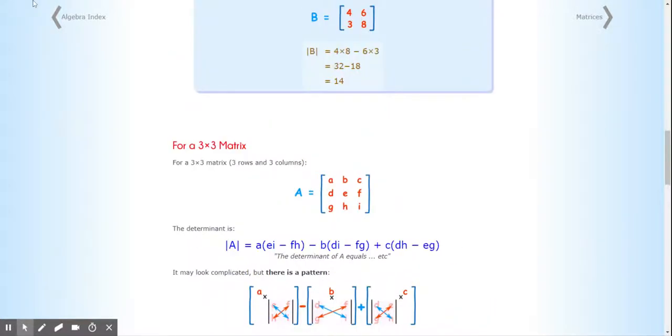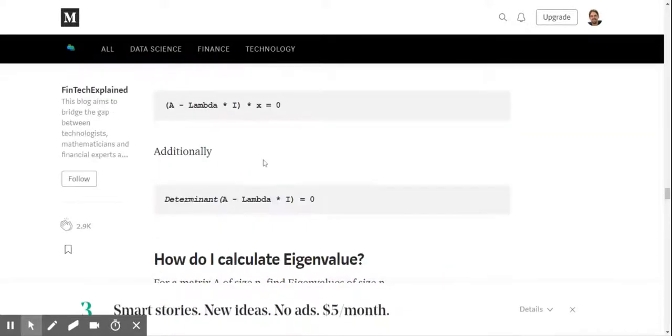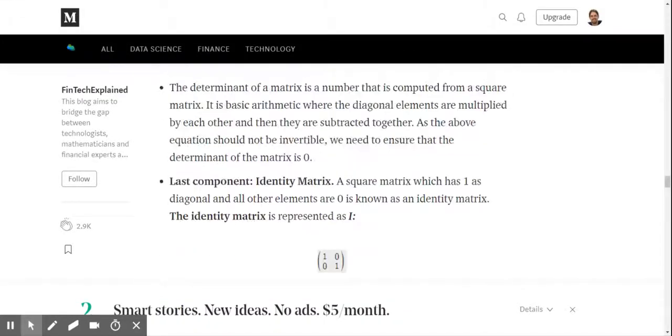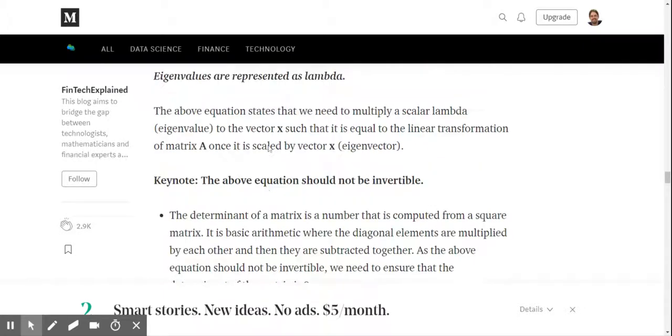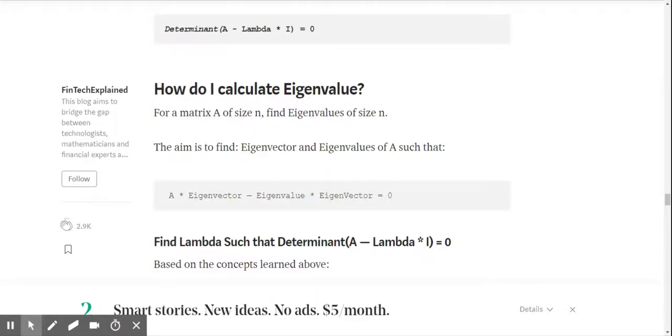Okay, let's go back to this. This thing with it should not be invertible, it's something that I don't fully understand why, but let's go ahead.